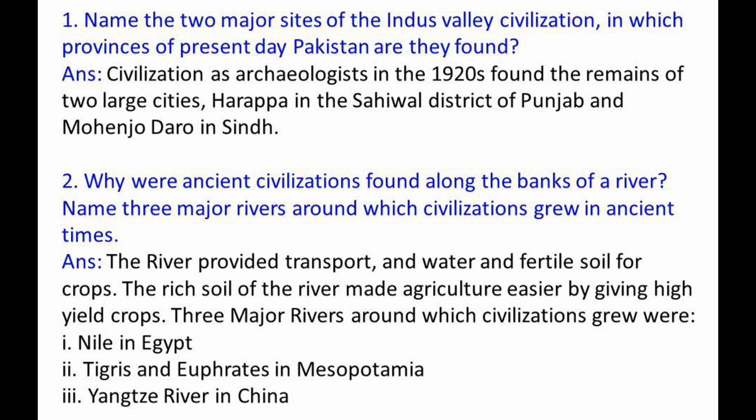Question 2. Why were ancient civilizations found along the banks of a river? Name three major rivers around which civilizations grew in ancient times. Answer. The river provided transport and water and fertile soil for crops.